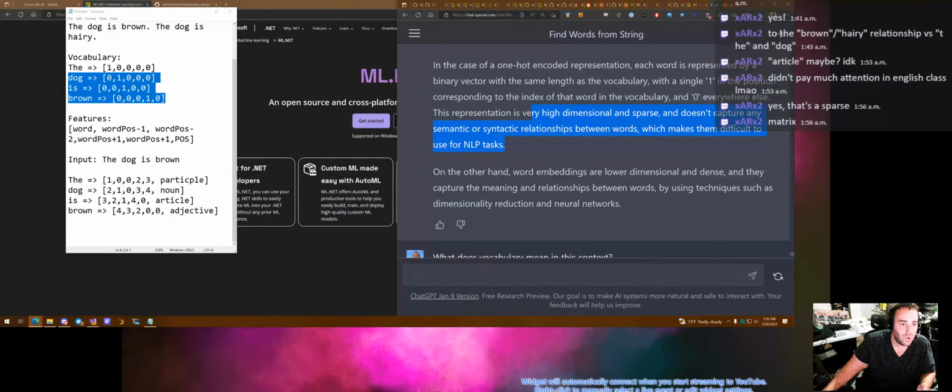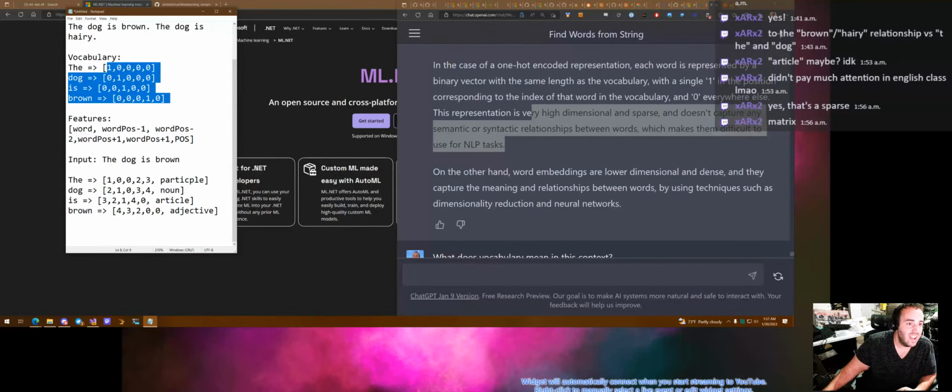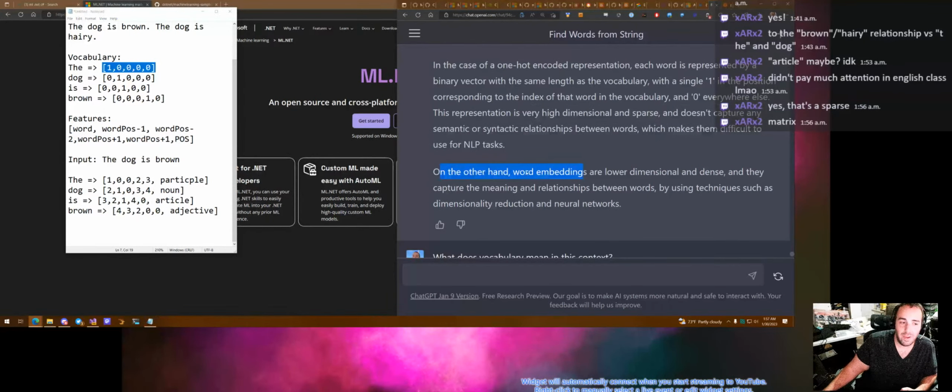So this is a list of words, right? And the size of the dimensions of the one-hot encoded representation is where the word is on the vocabulary list. Okay. On the other hand, by the way, I just learned the other day what a dense and sparse matrix is. I just learned that when I was validating what ChatGPT here was telling me.